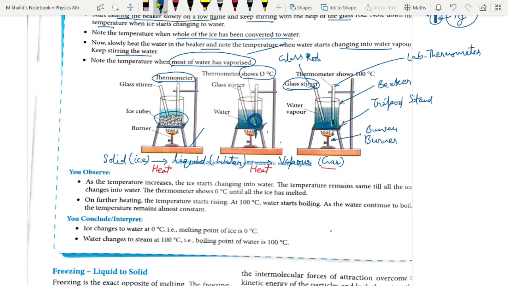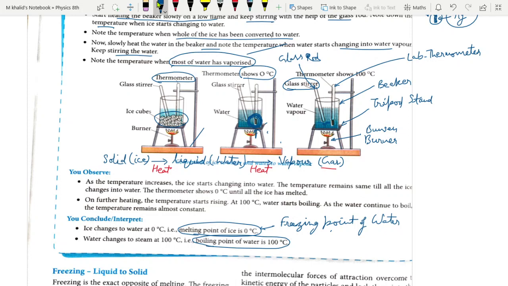So from these two observations, we can conclude that the melting point of ice is 0 degree Celsius and the boiling point of water is 100 degree Celsius. Or we can also say that 0 degree Celsius is the freezing point of water. And the boiling point of water is 100 degree Celsius. Got it? So by this activity we have learned how to determine the melting point of ice and the boiling point of water. Got it? I think everything is clear.